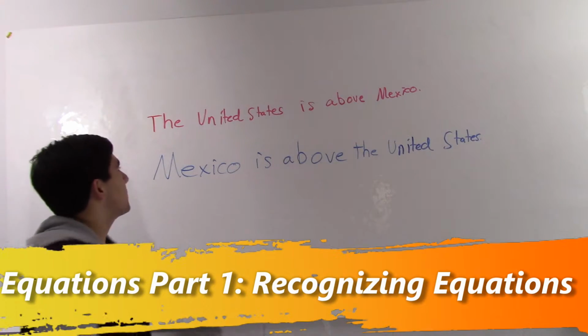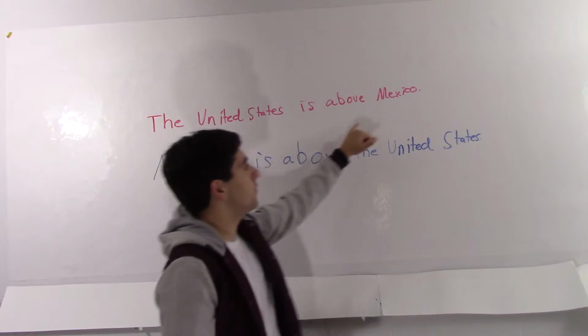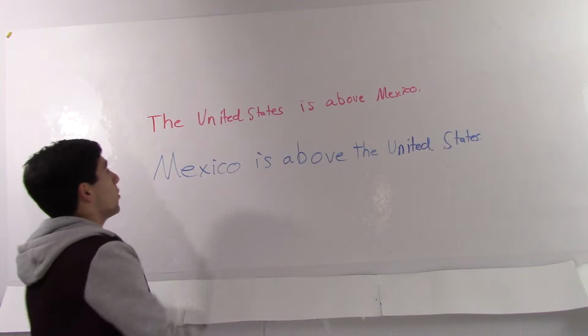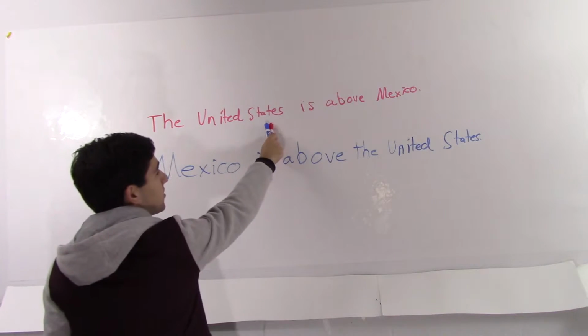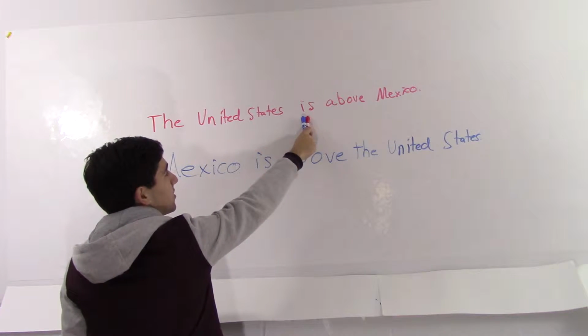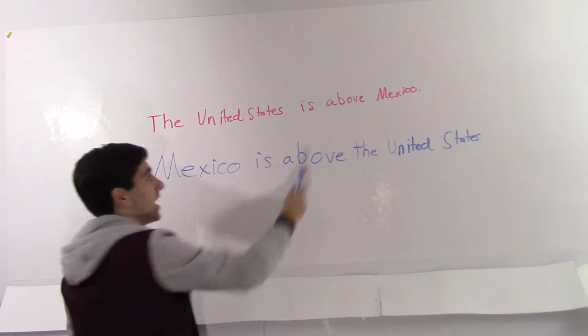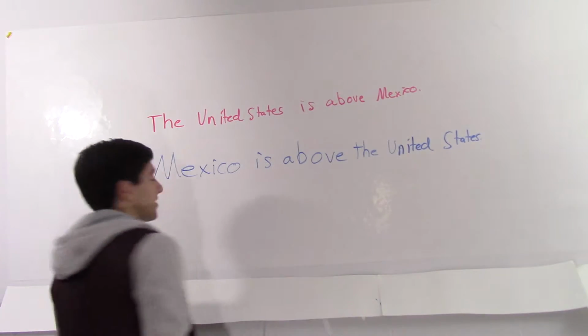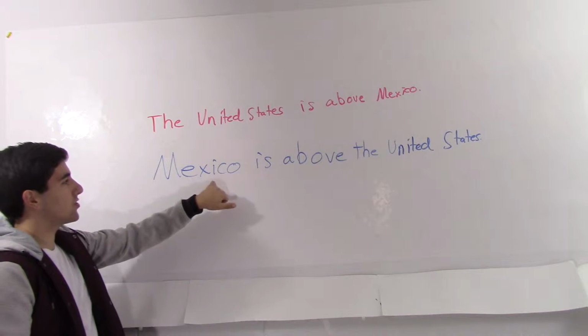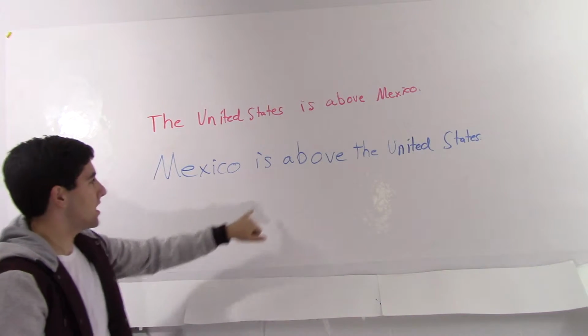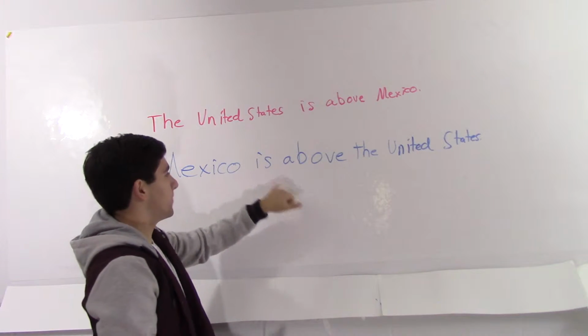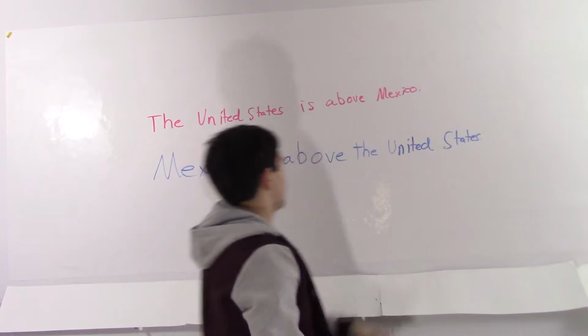First, let's look at the statement, the United States is above Mexico. Well, we know we have a subject, the United States. We have our verb, which is "is," meaning equal to, and it is above Mexico. In the same way, Mexico is our subject, "is" is our verb, and above the United States.